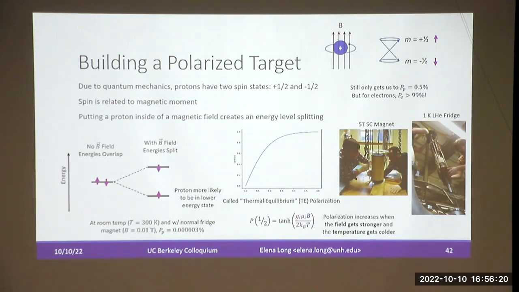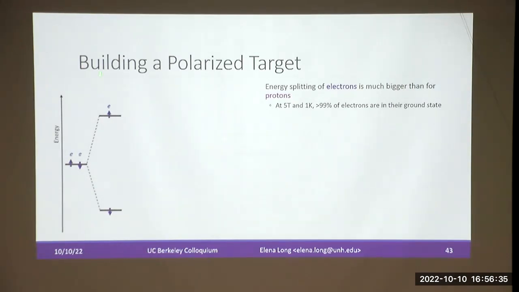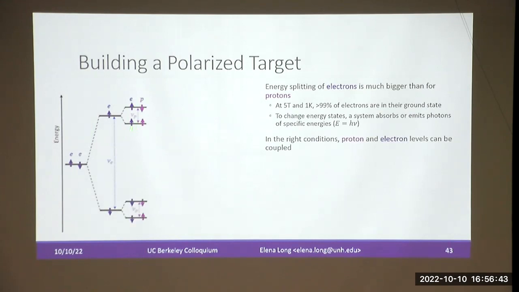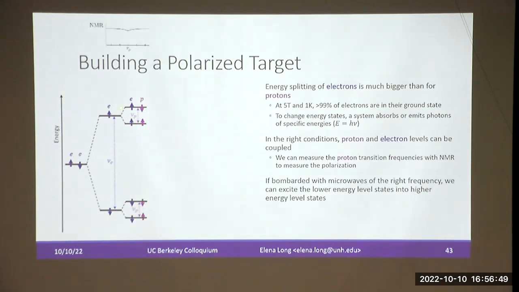What's interesting is that the electrons in these conditions have almost 100% polarization. So the trick for building these targets is to transfer the electron polarization to the nuclear polarization. The way we do that is, if we look at the energy splitting of electrons, we can introduce paramagnetic centers in order to create a coupling effect between the electrons and the nuclei. And what we can do with that is bombard this with microwaves at particular energy levels to drive electron spin transitions.